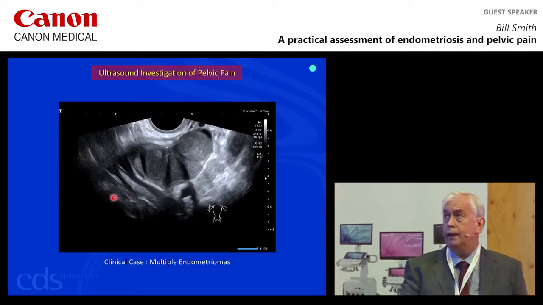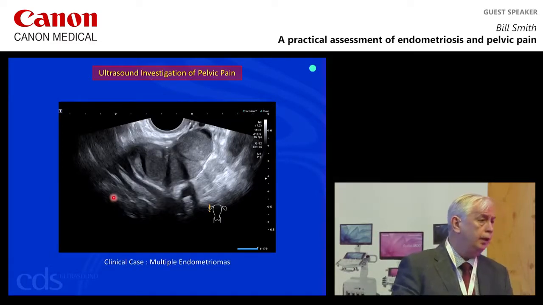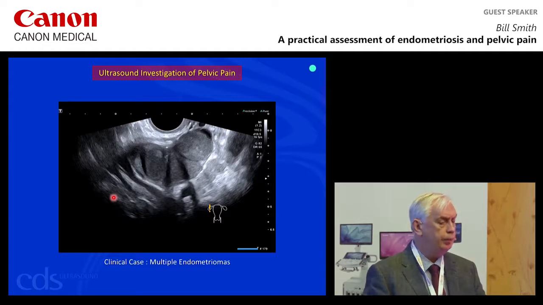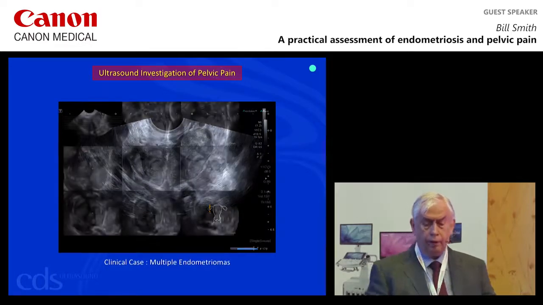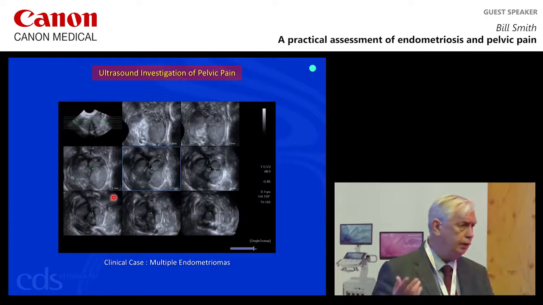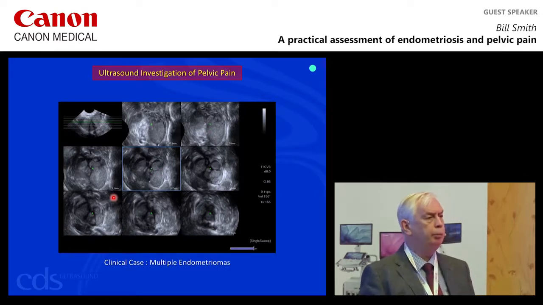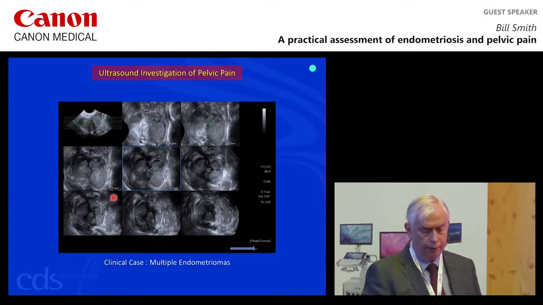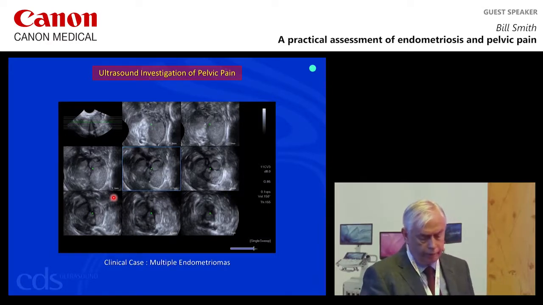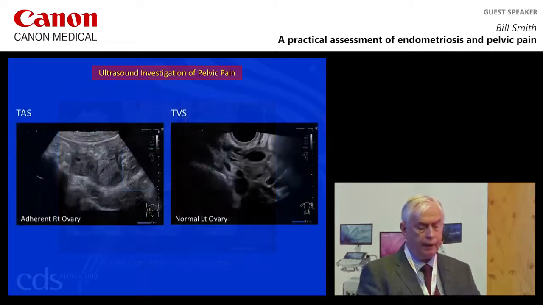If we take this case, there's an obvious ovary full of endometriosis, but it's the 3D that gives us a real insight into ovarian morphology and the extent of the disease. And remember, the bottom line is we're trying to give accurate information to the consultant responsible for the management of that patient, and that consultant has to decide on the appropriate line of management for that particular condition. So we've seen the importance of 3D in that case.